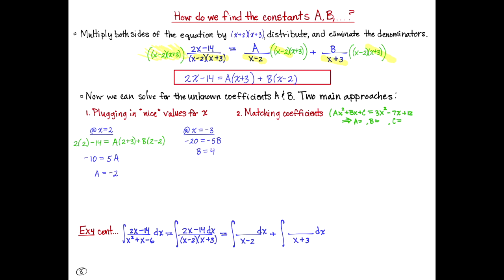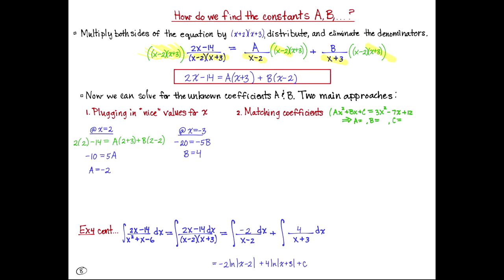So now we want to go back and sub that back into the original equation where we had originally an a over the x minus 2 term. So this corresponds to our negative 2. And we had a b over the x plus 3 term. So we'll put in our 4. And this we know how to integrate. We have negative 2 times the natural log of the absolute value of x minus 2, plus 4 times the natural log of the absolute value of x plus 3, plus c.